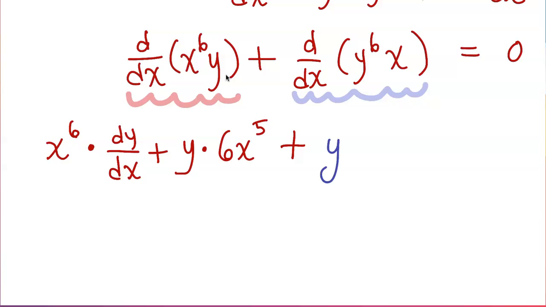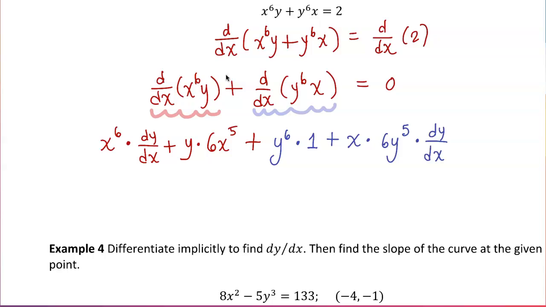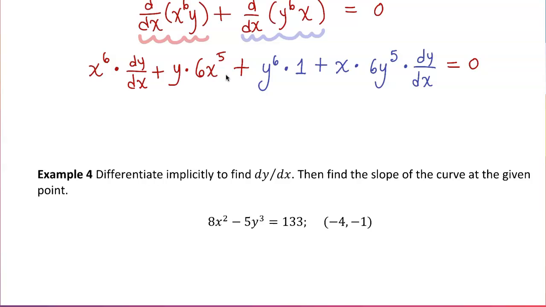Now, let me do the next part. First times the derivative of the second plus second times derivative of the first, 6y to the 5th power times dy/dx. And all that equals 0. Now what I'm going to do is identify all the terms that have dy/dx. I'll circle all the terms that have dy/dx. This term has dy/dx. This term has dy/dx. And the other ones don't.